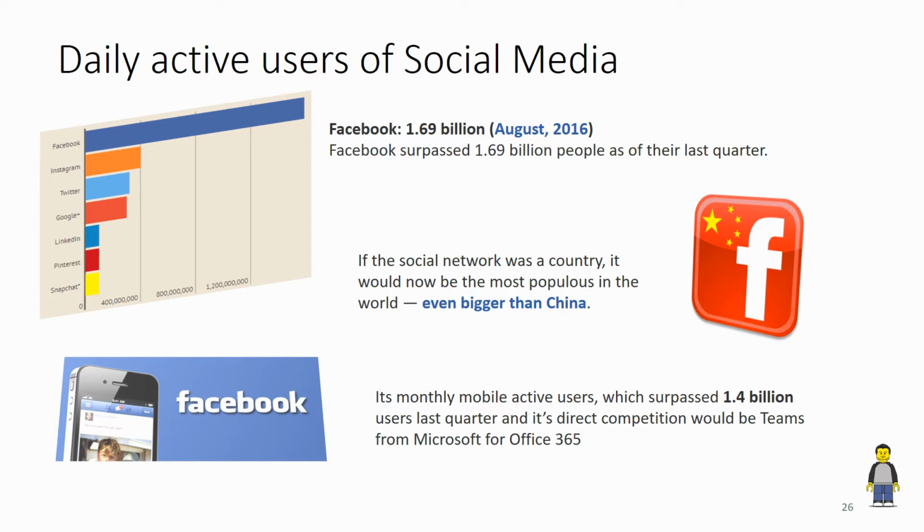So, daily active users of social media. You can see Facebook, by the graph on the left-hand side, is way ahead so far of its competitors. Facebook surpassed 1.69 billion people as of their last quarter. And if the social network was a country, it would now be the most populous in the world, even bigger than China. And it's got huge mobile penetration.